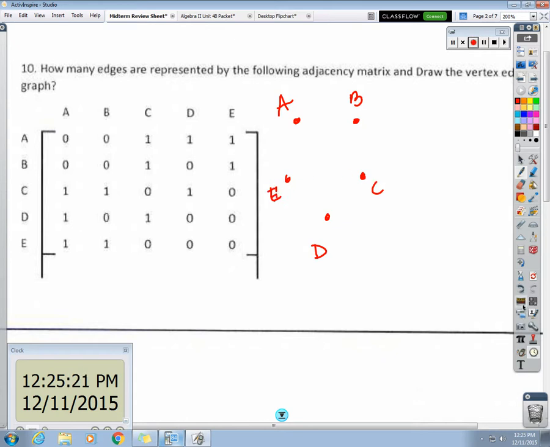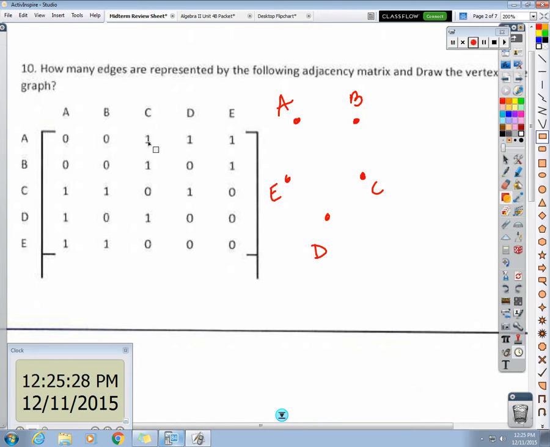Okay, now we're going to go through and we're going to connect. What lets you know what connections to make? Right, the ones let you know what connects. Okay, so A doesn't connect to itself, obviously. A doesn't connect to B. But A does connect to C, D, and E. So we need to draw a line from A to C, A to D, and A to E. B doesn't connect to A or B or D, but it connects to C and E. So B to C and B to E.